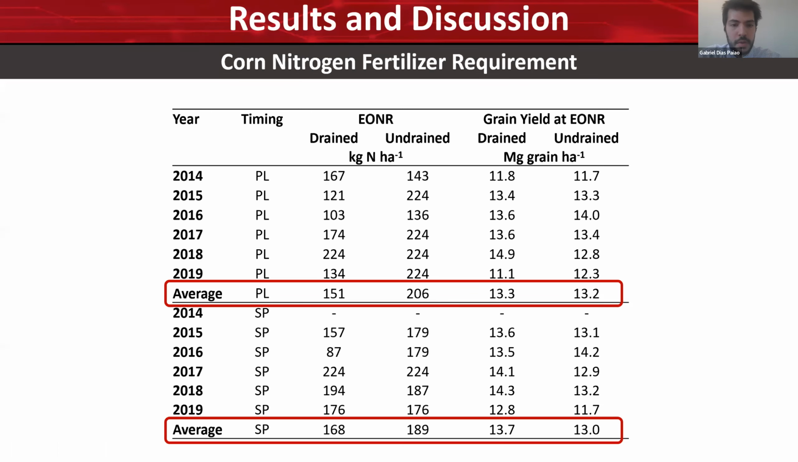When we look at the split application timings, we can see that the EONR for undrained soils reduced a little bit with similar grain yields, whereas for drained soils, it increased a little bit and also produced similar grain yields. So this indicates that split applications for undrained soils are very beneficial because it allows you to reduce your nitrogen rate a little bit, but to produce similar grain yields.